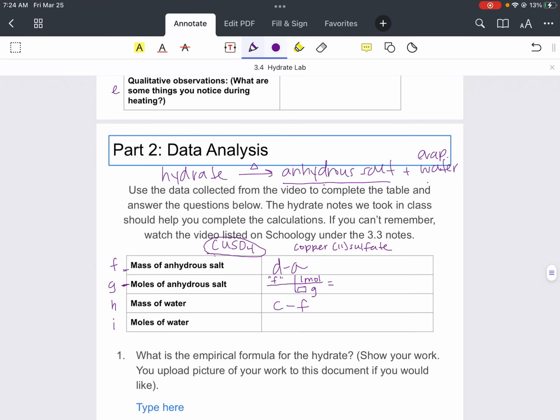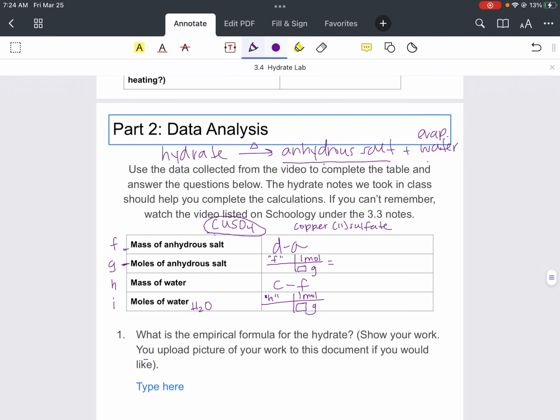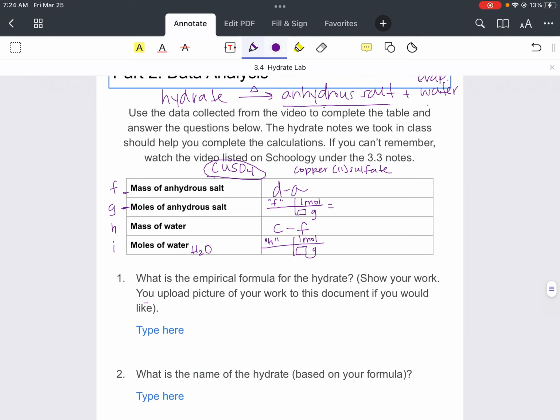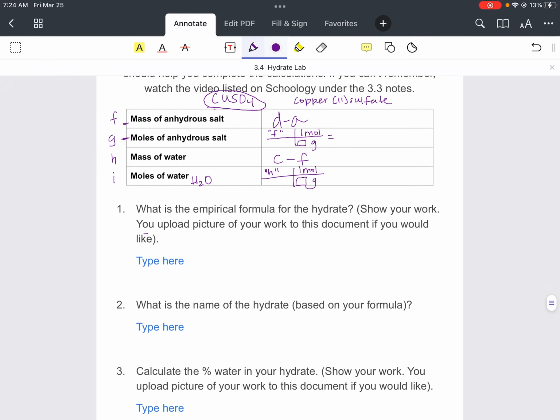And then remember, we know how to go from grams to moles, so we can just take, this would be H, whatever grams you get there. And then that means 1 mole. So what goes here in front of grams is the molar mass of water. And remember, water's formula is just H2O, so you'll just add up the mass and insert it into the box. So now we have the mass and the moles of our salt and water.